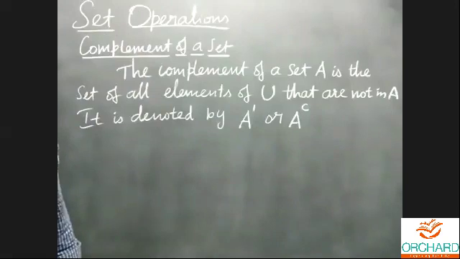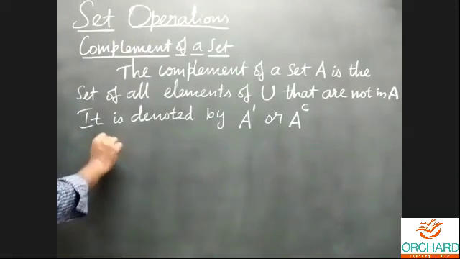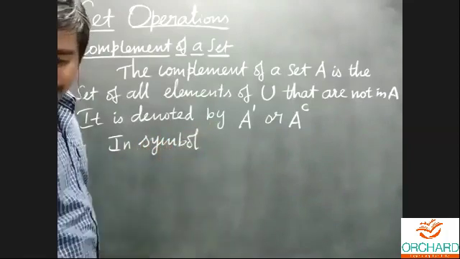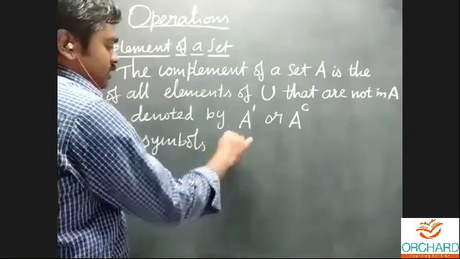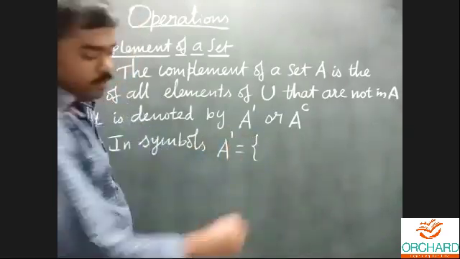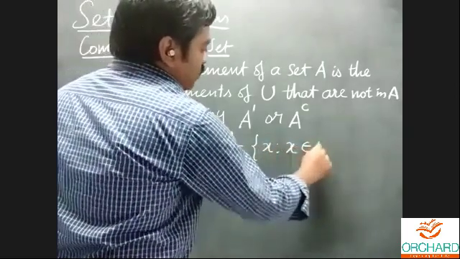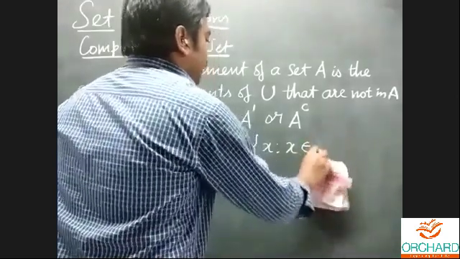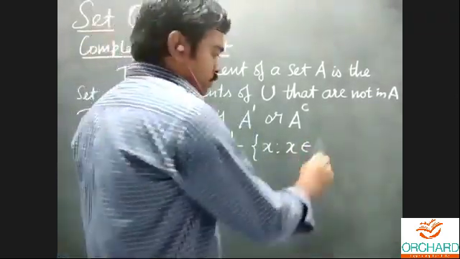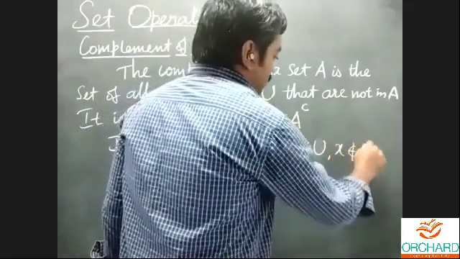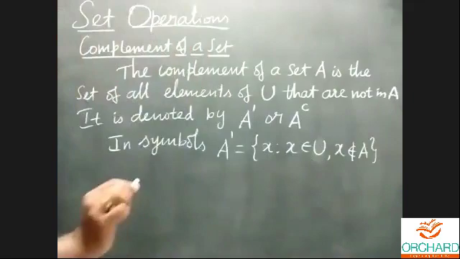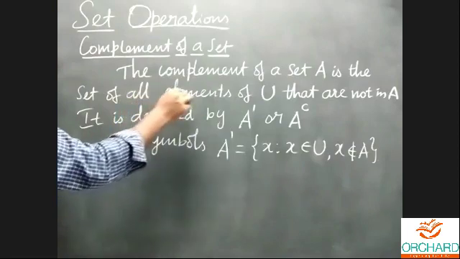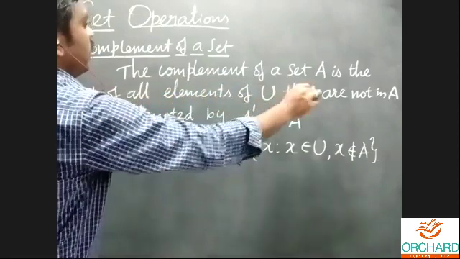What's the definition of the A complement? In symbols, A dash is equal to the set of X such that X belongs to the universal set U and X does not belong to A. What is the definition for the complement of a set? The complement of a set A is the set of all elements of U that are not in A.